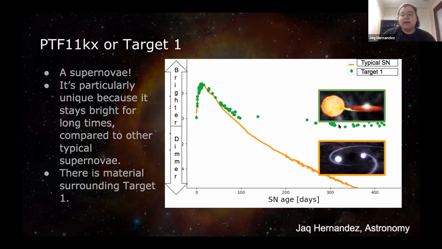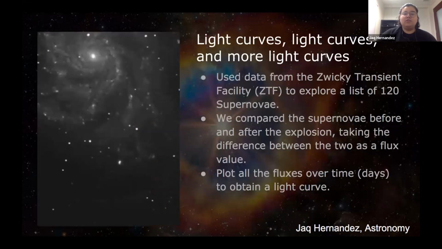The reason is that there is a sort of material blanketing around this explosion. While the star is exploding, it's hitting a whole bunch of other material, leading to even more brightness. So far, there really hasn't been a supernova found like our Target 1, which is what my project concerns. We would like to find more of these.